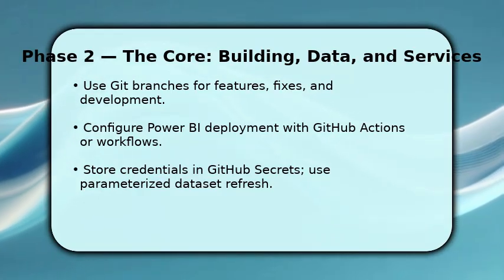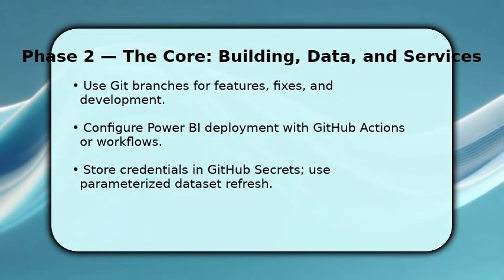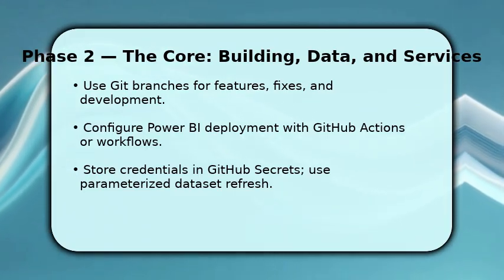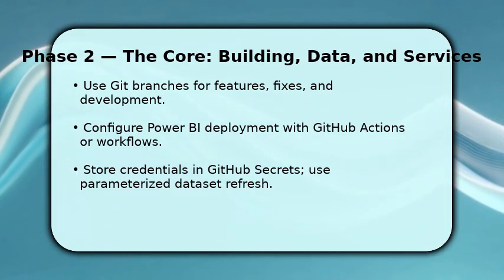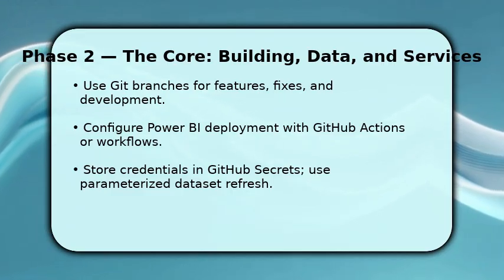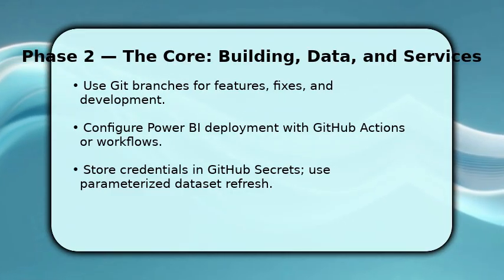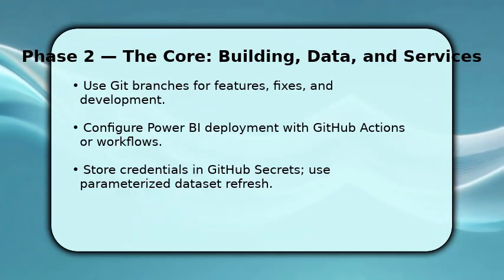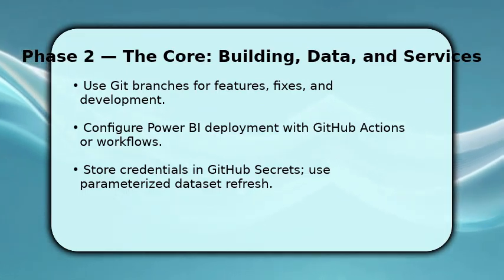Create a branching strategy: main for production, feature branches for changes, push each branch and open pull requests for reviews. Next, set up a GitHub Actions workflow to deploy or publish reports. Use the Power BI REST API steps or community actions. Store service principal keys and tokens in GitHub secrets and reference them in your workflow.